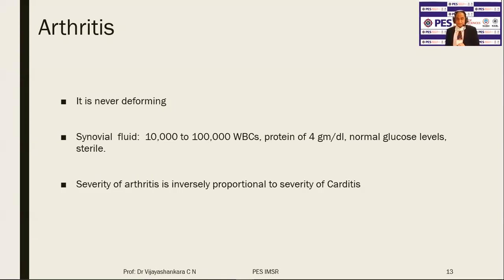And the severity of arthritis is inversely proportional to the severity of the carditis. The more severe the arthritis, the less severe the carditis, and less deformity. Low severity of arthritis usually tells you that this child may develop a severe carditis with long-term consequences.